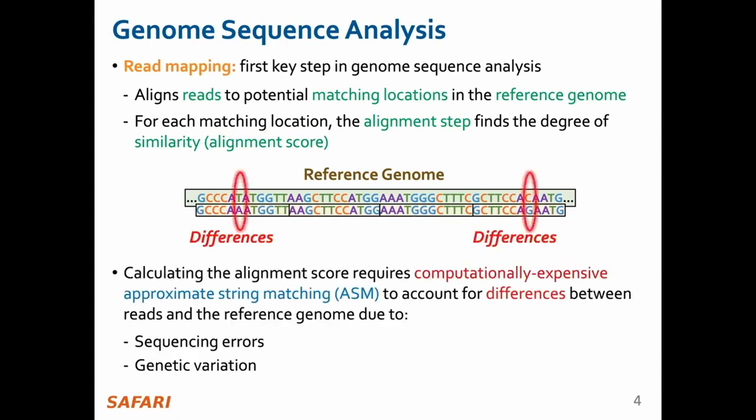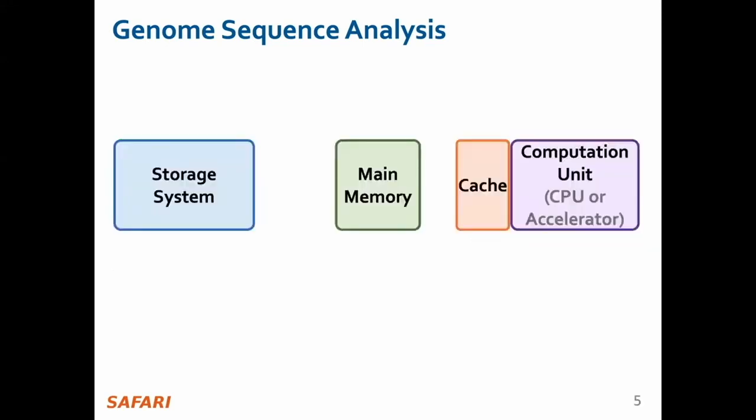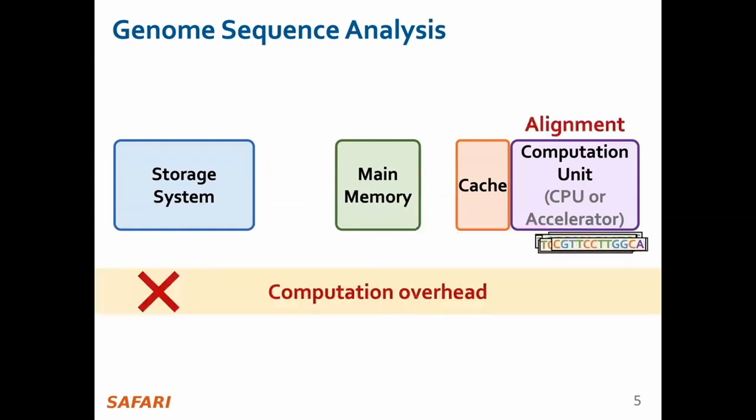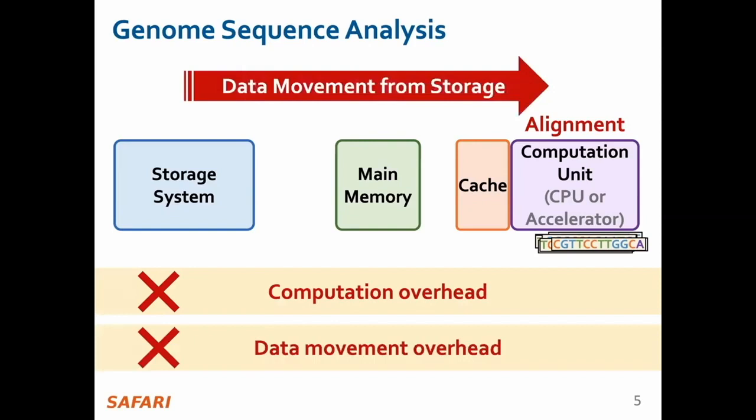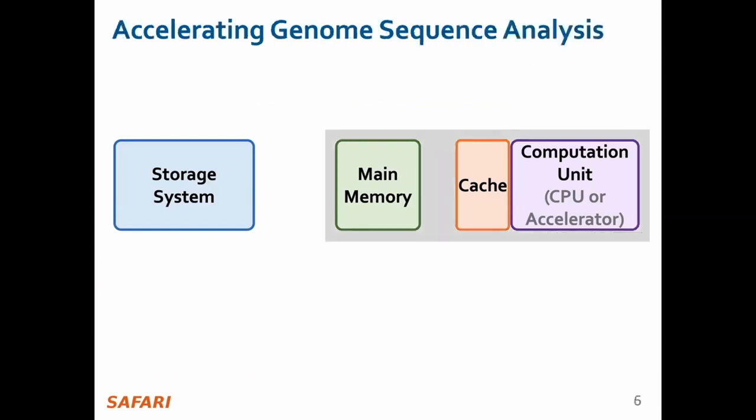Calculating the alignment score requires computationally expensive approximate string matching, or ASM, to account for differences between the reads and the reference genome, which may occur due to sequencing errors and also genetic variation. Read mapping performs alignment on large genomic data sets containing millions of reads. Therefore, read mapping is both computationally expensive and incurs high data movement overhead from storage.